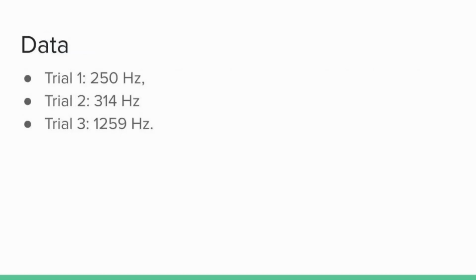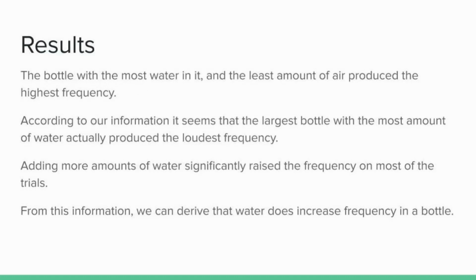On the screen you will see our data laid out. Trial 1 ended up having 250 Hz of frequency. Trial 2 ended up having 314 Hz of frequency. And Trial 3 had 1,259 Hz of frequency. Meaning that, as expected, the bottle with the most amount of water and the least amount of air produced the highest frequency.